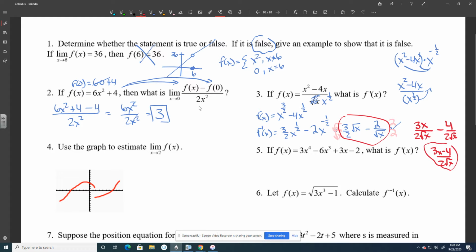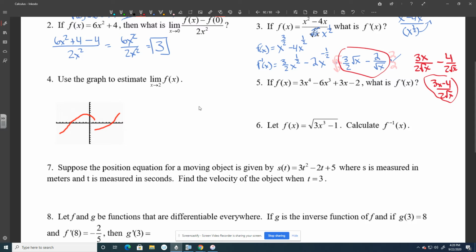Okay, number 4, use the graph to estimate the limit as x approaches 2 of f of x. So as x approaches 2, 2 is right here. And from the left-hand side, as I approach 2, I'm coming in from the top. And from the right-hand side, I'm coming in from the bottom, and they're nowhere near each other. So I can tell you right now that the limit does not exist. They're approaching 2 completely different numbers coming from the left and the right. And that jump right there at 2 tells you that it's discontinuous, and that's going to be our limit not existing.